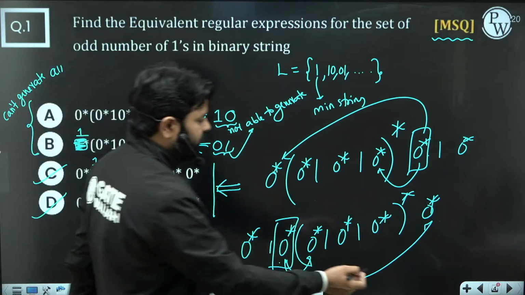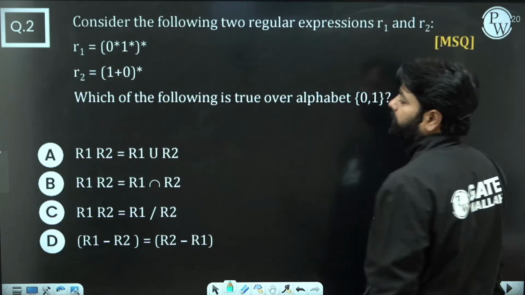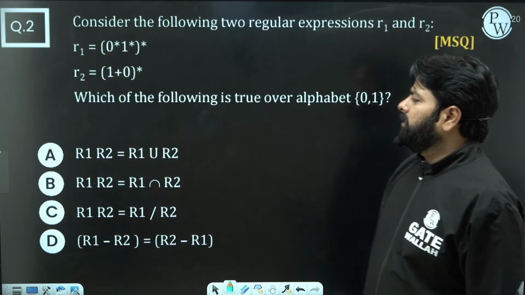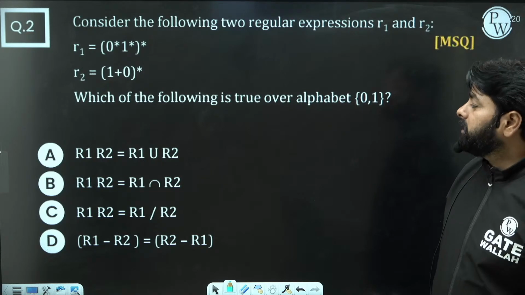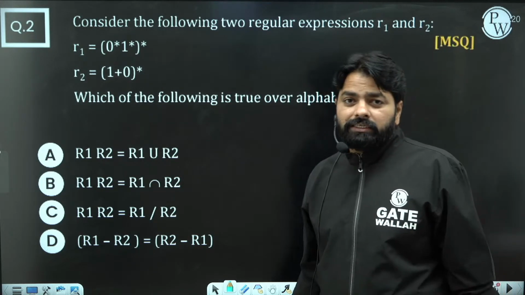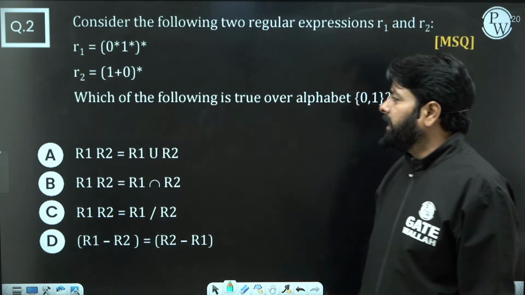Okay, next question. I hope you understood, right? Next one. It's completely different data. Do not compare with any other series, right? This question was not there anywhere.